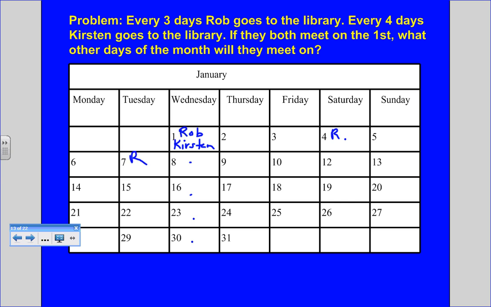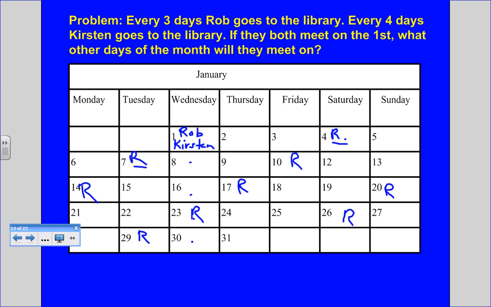You see? Rob, skip, Rob. Skip, Rob. Skip, Rob. Skip, Rob. Skip. See how it works? Yeah. So Rob is going to be every 3 days, skip, Rob, right here. So you write that one. And then another one here. And then skip, Rob. Okay. Now, those are the days that Rob is going to be at the library.